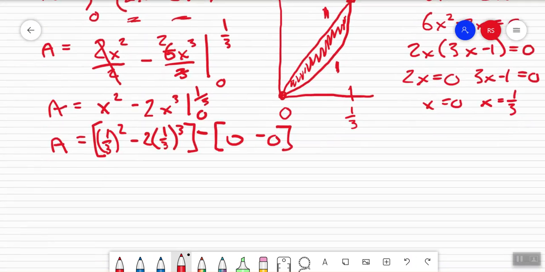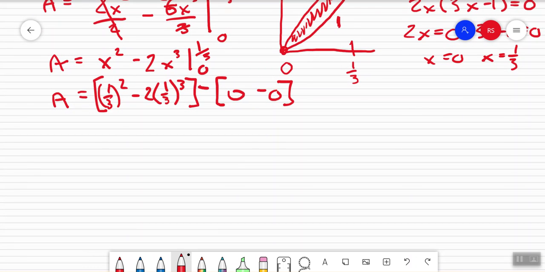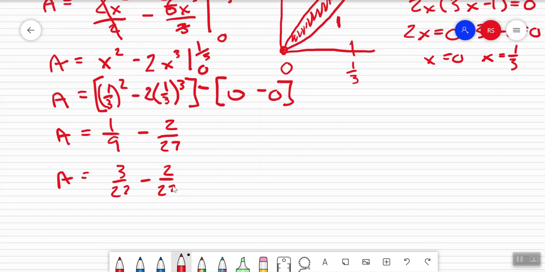Well, 1/3 squared is going to be 1/9, minus 1/3 cubed is 1/27. So that would be times 2 is 2/27. And 1/9 is equal to 3/27, minus 2/27 is going to be 1/27. So my final answer is the area is 1/27.